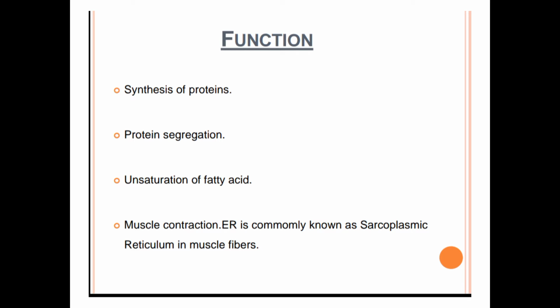Third point, unsaturation of fatty acids. The endoplasmic reticulum helps in the unsaturation of fatty acids. Fourth point, muscular contraction. The endoplasmic reticulum is commonly known as the sarcoplasmic reticulum in muscle fibers because it helps in muscle contraction. So these are the four main functions of the endoplasmic reticulum.